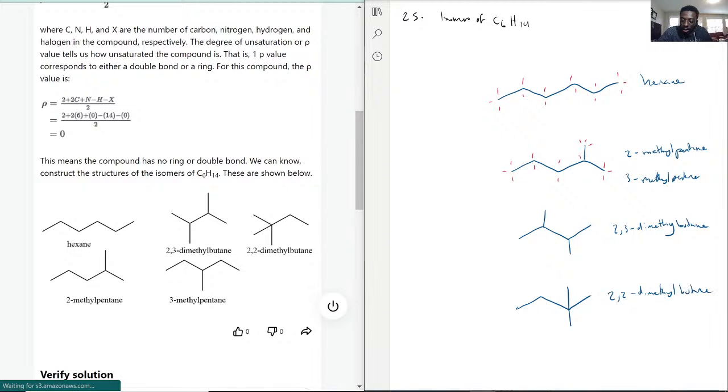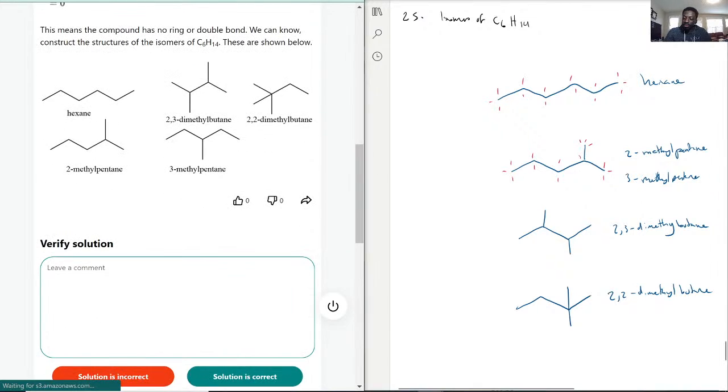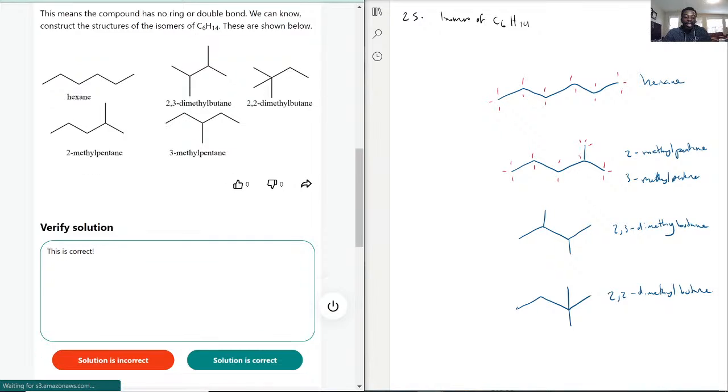2,2-dimethylbutane. So we're almost there, but I was missing that one because technically we can move this bond over to that side. Hence how they got 2,2-dimethylbutane. So we had 4 out of 5. Definitely a good attempt, but this is correct. And as you notice, there's no rings here because you still want C6H14.